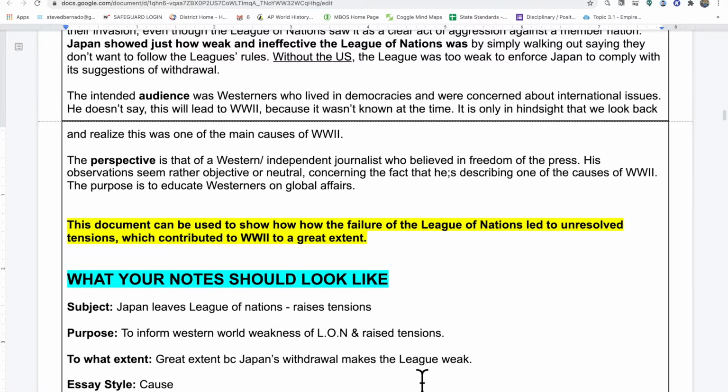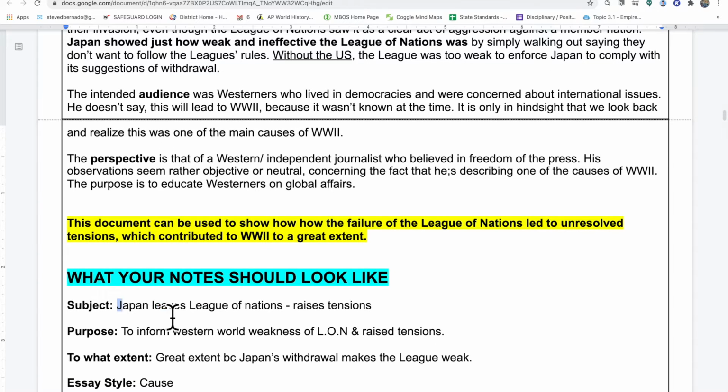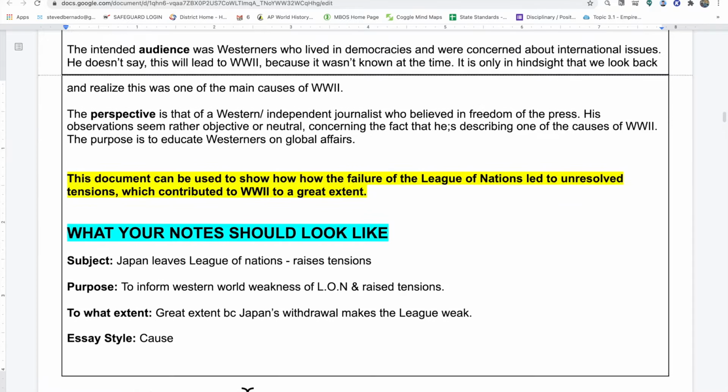What should your notes look like? Look at the subject: Japan leaves the League of Nations and raises tensions. What's the purpose? To inform the Western world of the weakness of the League of Nations and that it's raising tensions in Europe. To what extent? It's to a great extent because Japan's withdrawal from the League of Nations makes the League look weak. That raises tensions to a great extent. It's another cause to a great extent.